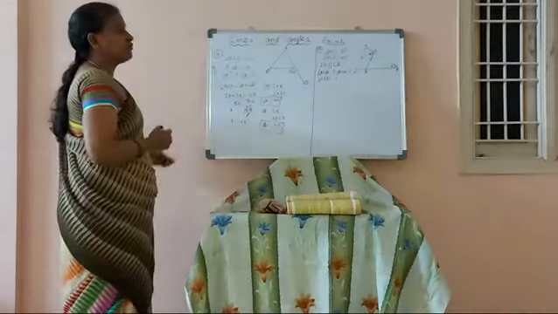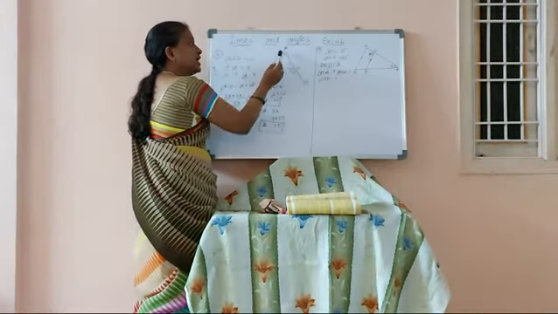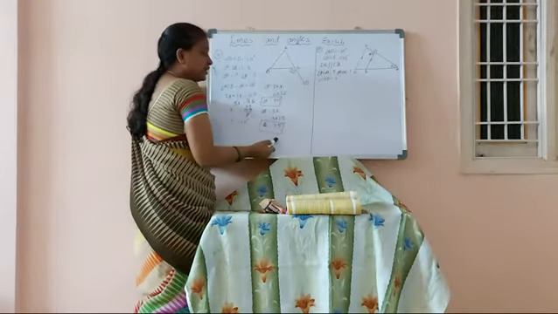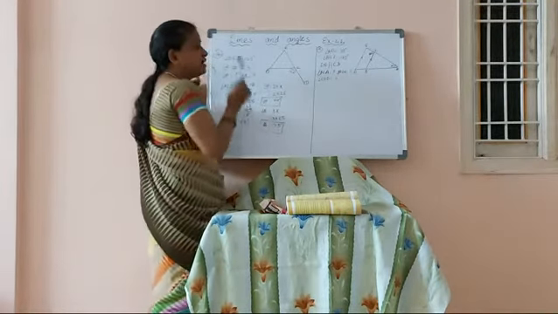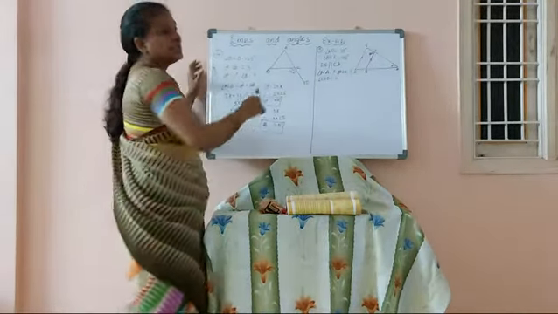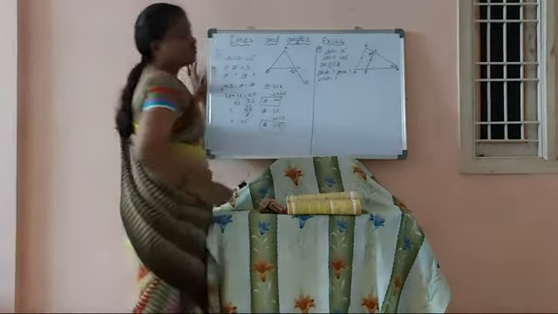In this way we can find out angle A and angle B. He has given the ratio A is to B, so we can easily find out. First you have to find out the x value, then you find angle A and angle B. Next, see the next problem, the 15th one.